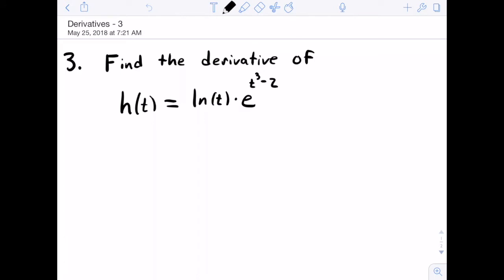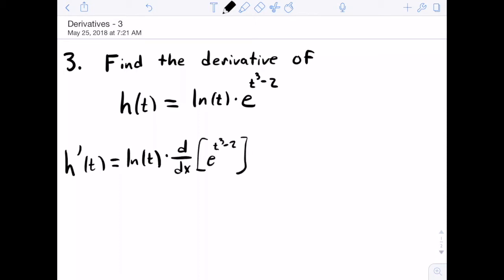Now we're going to take a look at the function h of t, which is equal to ln of t times e to the power of t cubed minus 2. Again, this is something where we've just got two functions being multiplied by one another. So the first thing we're going to want to do is the product rule. The product rule tells us h prime is first times the derivative of the second, plus second times the derivative of the first.